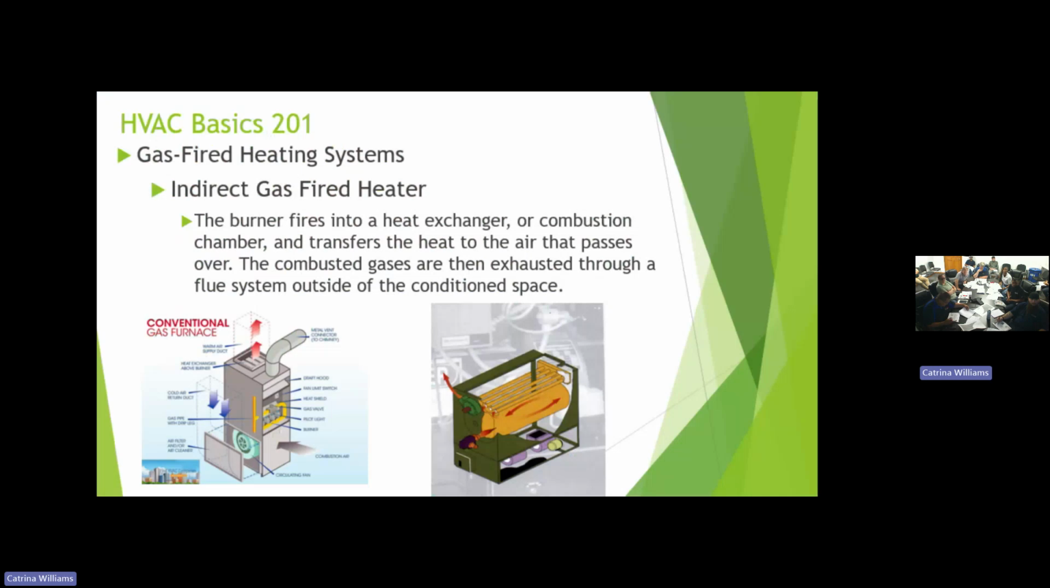So this is kind of a picture of almost a smaller residential type unit. Air coming in here goes through what I'm going to call a clamshell heat exchanger, and then warm air goes out this direction, the stack or the flue goes out the other way to leave the space.